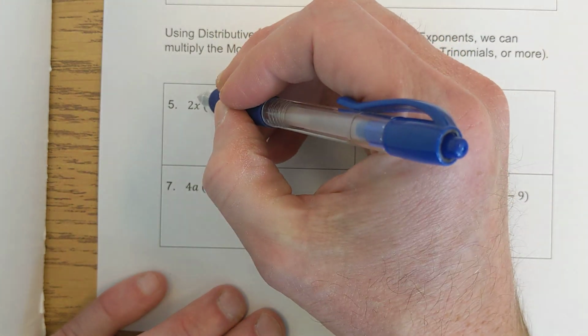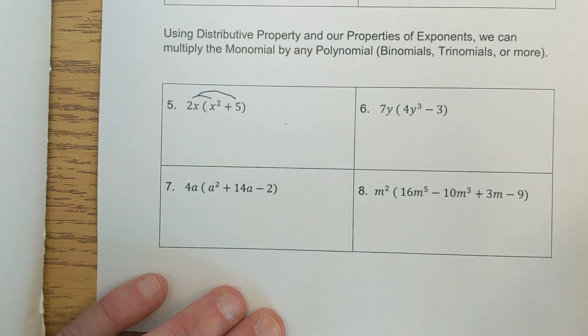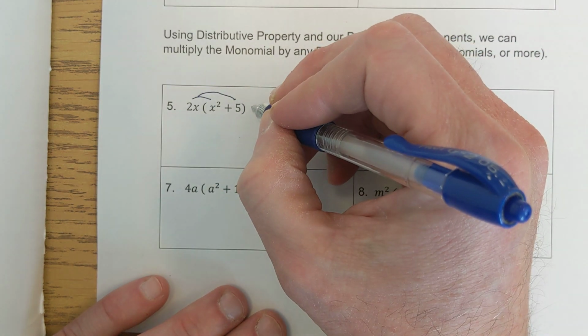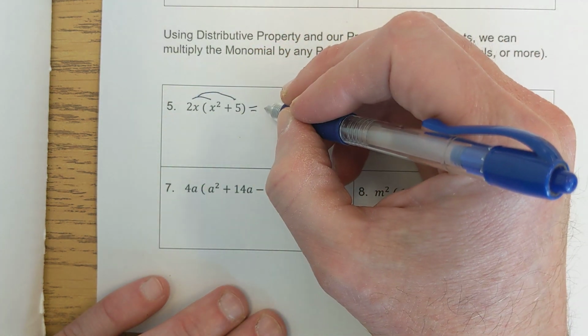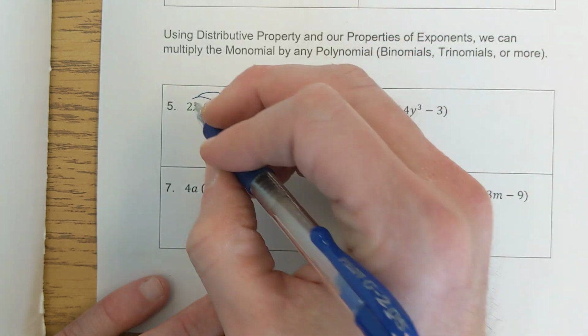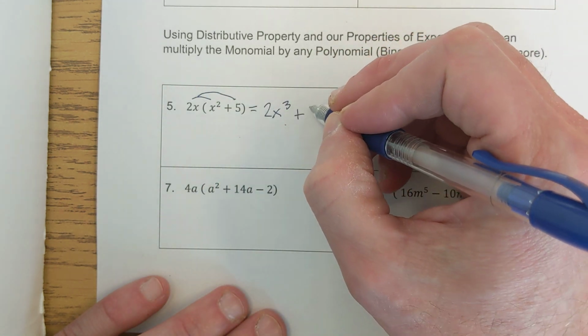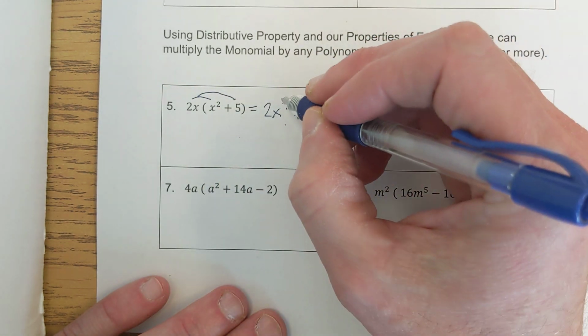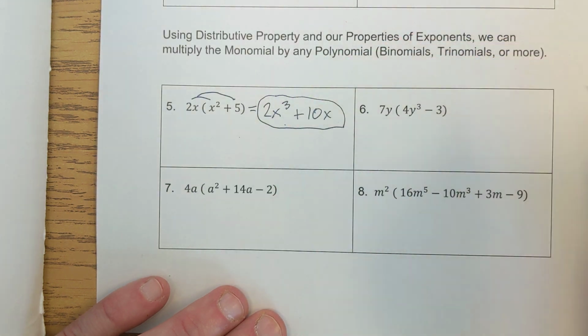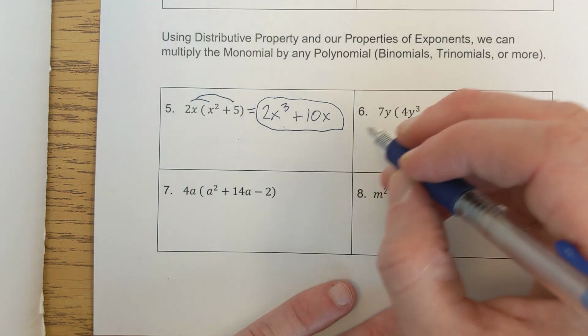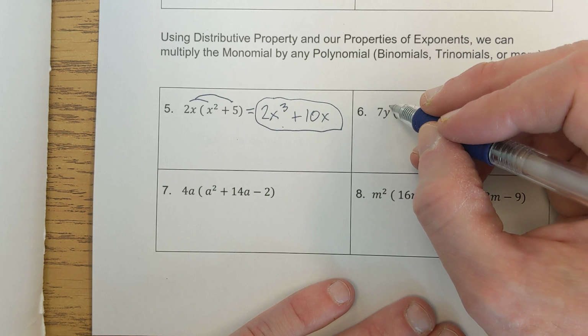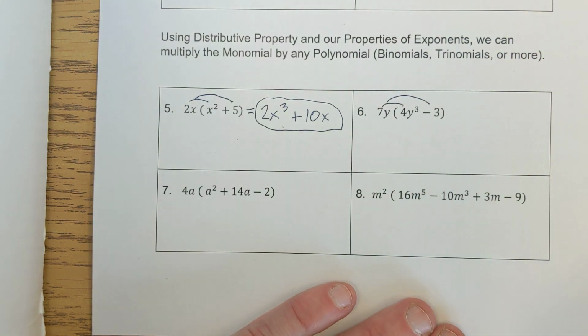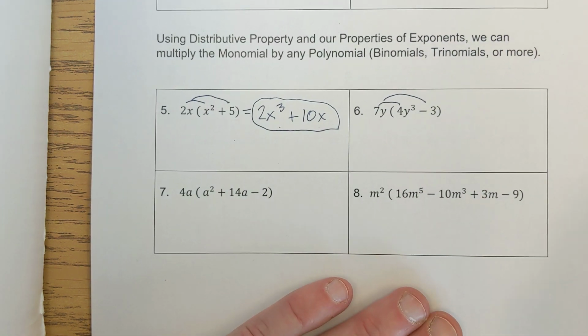All right, going down to here, we're going to distribute again. We can multiply times any terms. For this one, we get 2x times x squared. That's going to be 2x to the third because we add the exponents, plus 10x. So that's what we get on number 5. All right, and we just keep going with a lot of distributed property here. So I'll keep rolling with this, and you guys can feel free to pause at any spot if you need.